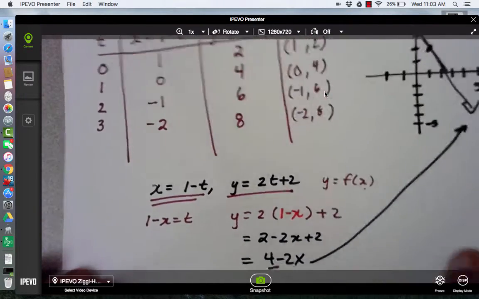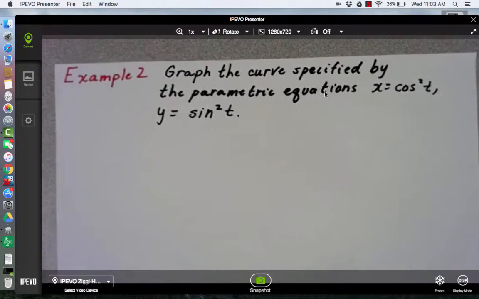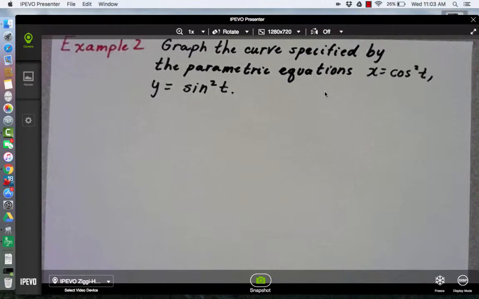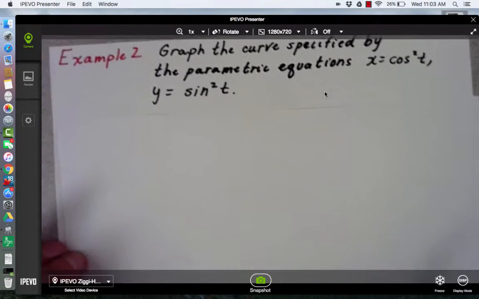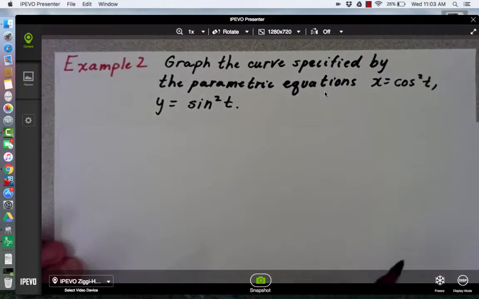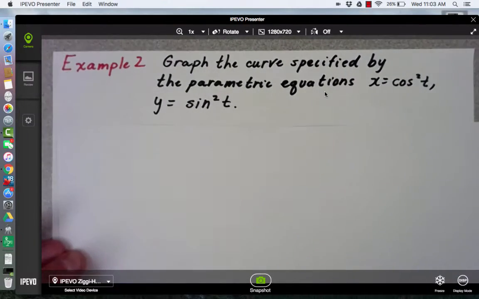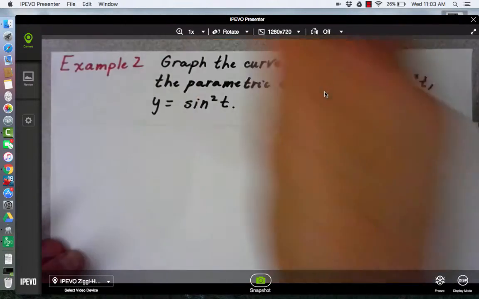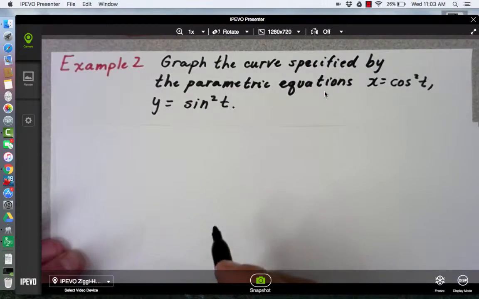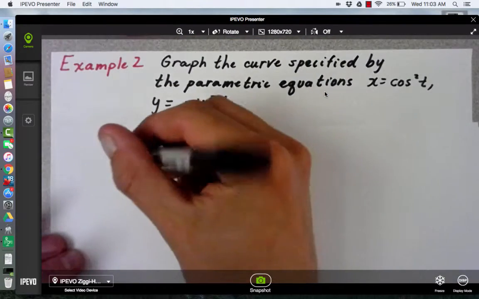All right, so let's look at our last example. This one's a little more challenging, just because it's a trig function, though I don't know how much more challenging it is. When we look at this, we have to know that we can eliminate the parameter. We could start by eliminating it, or we could start with a table. Doesn't matter. I'm going to start with the table like I did last time.